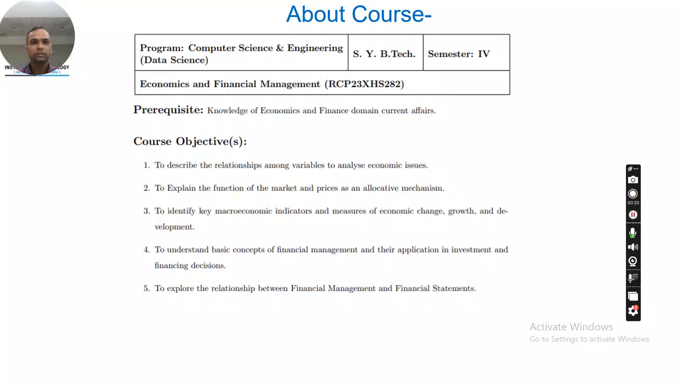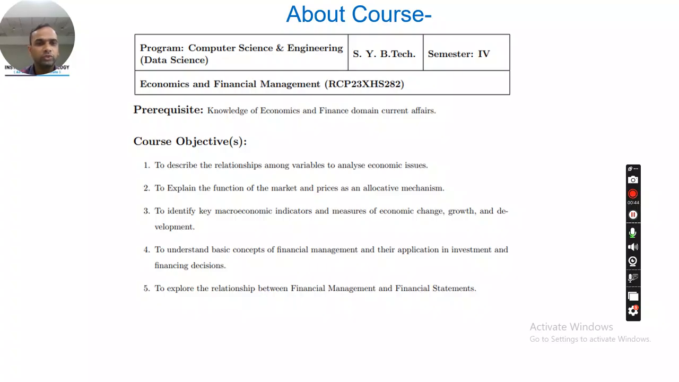The course name is Economics and Financial Management and the course code is 23XHS282 for the 4th semester of the SY Tech students in the Computer Science and Engineering Data Science branch. The prerequisite for this course is knowledge of the economics and finance domain and current affairs.